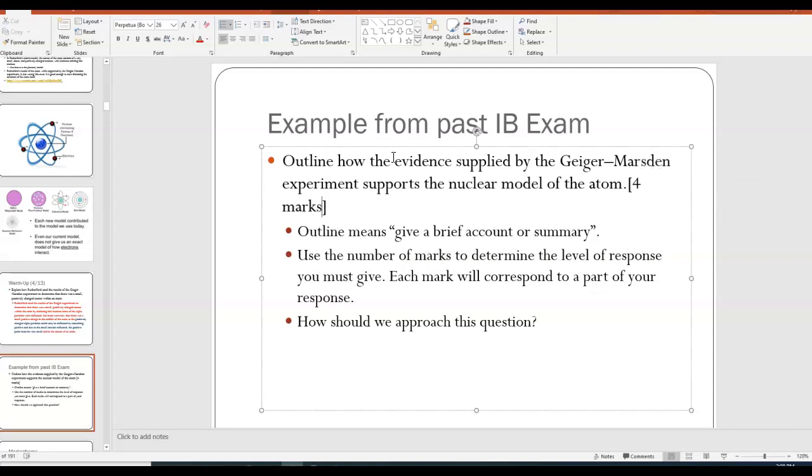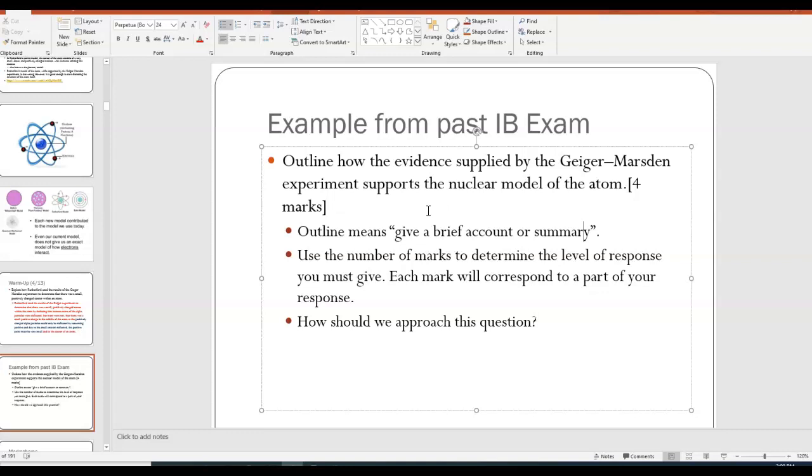Just to give you an idea, on paper 2, the free response, one of the big free response sections on the IB physics exam, you only have 50 marks overall, and you only need probably about 15 to 16 to pass. So 4 marks for one question is quite a lot. Use the number of marks to determine the level of response you have to give, because typically each mark corresponds to a different part of your response. So you want to think about how to break this down into its different marks. Outline means give a brief account or summary, and a lot of the time you can just bullet point that.